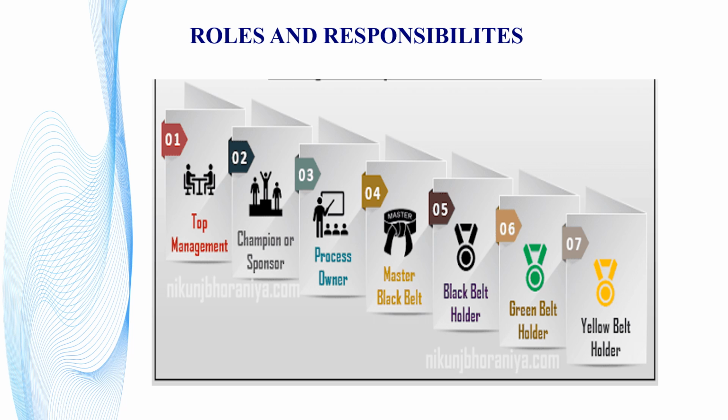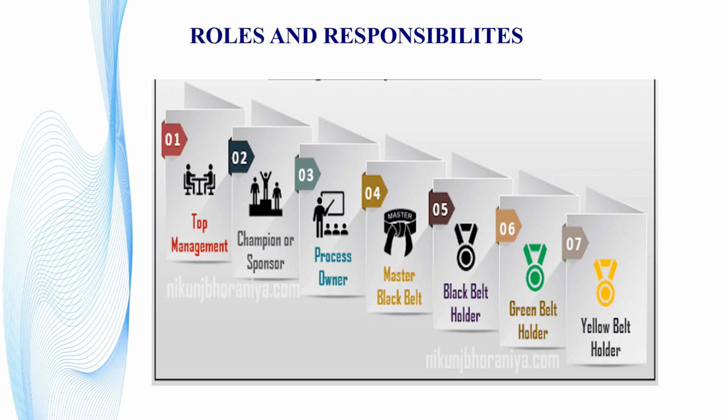Responsibility of master black belt holder is to train and mentor black belts and green belts, and oversee the strategy's implementation of Six Sigma across the organization. Then fifth is black belt holder. Role: project leader for a specific Six Sigma project. Responsibility of black belt holder: lead problem-solving projects, train team members in Six Sigma methodology. Then they typically manage multiple projects simultaneously.